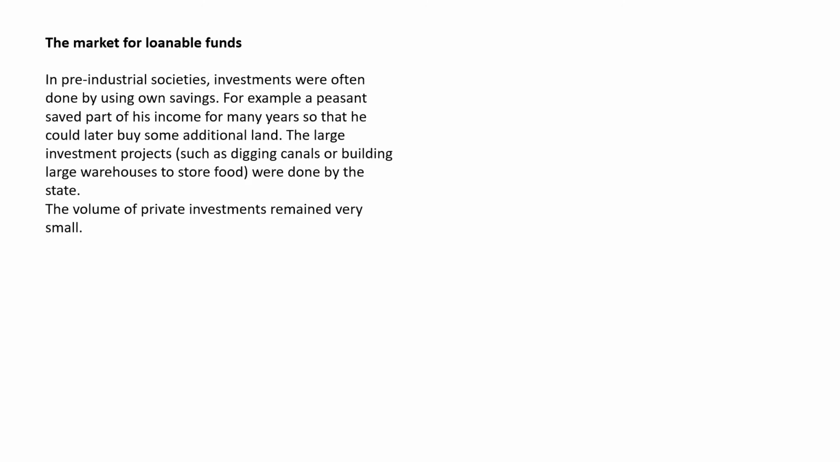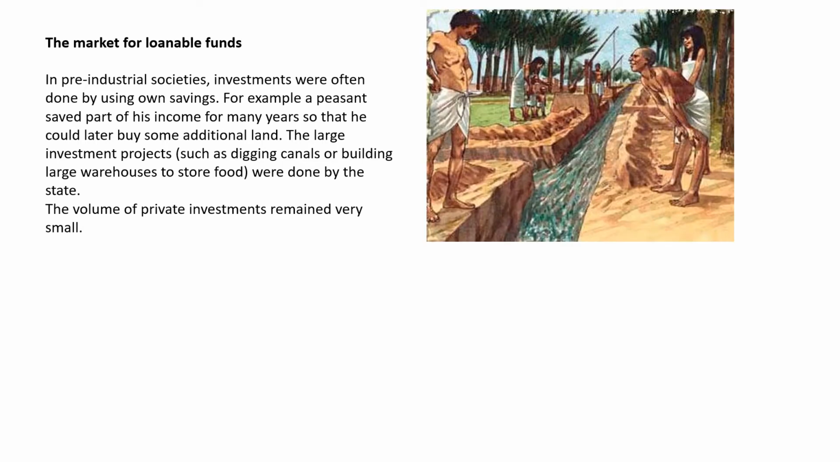In the older societies, in other words, in pre-industrial societies, investments were mostly done by someone using their own savings. So individuals, if it was possible, and very often it was not possible, but still some fortunate individuals could save a part of their income for a longer period, and maybe they could use it to buy some additional land, and that would be an investment.